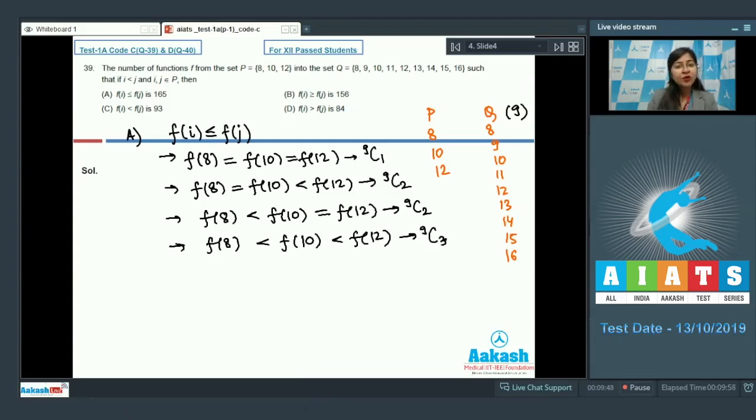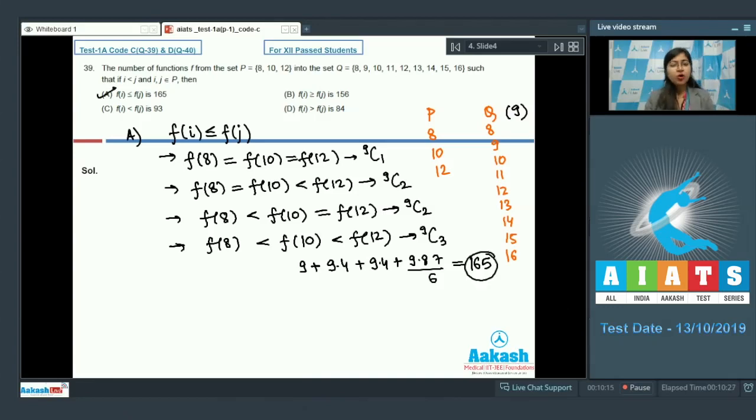So if we add all these, we will get 9 plus 9 into 8 upon 2, that is 9 into 4, plus 9 into 4 plus 9C3, that is 9 into 8 into 7 upon 6. So that is equal to 165. So option A is correct.